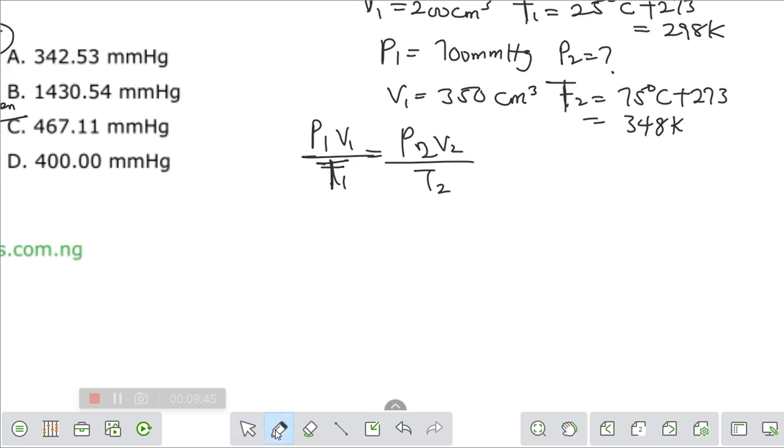So what's my P1? That will be 700 millimeter mercury. What's my V1? 200. What's my T1? That's 298. What's my P2? That's what I'm looking for. Sorry, this equals, what's my V2?